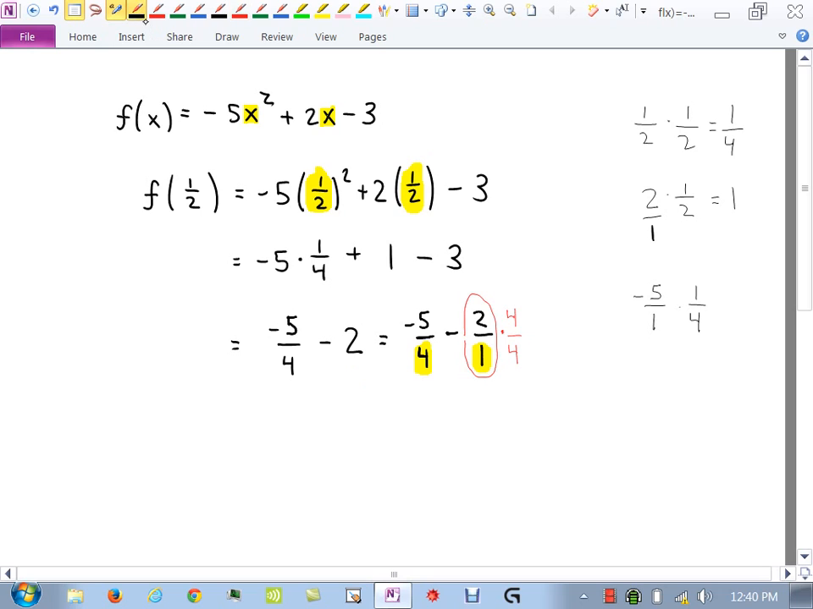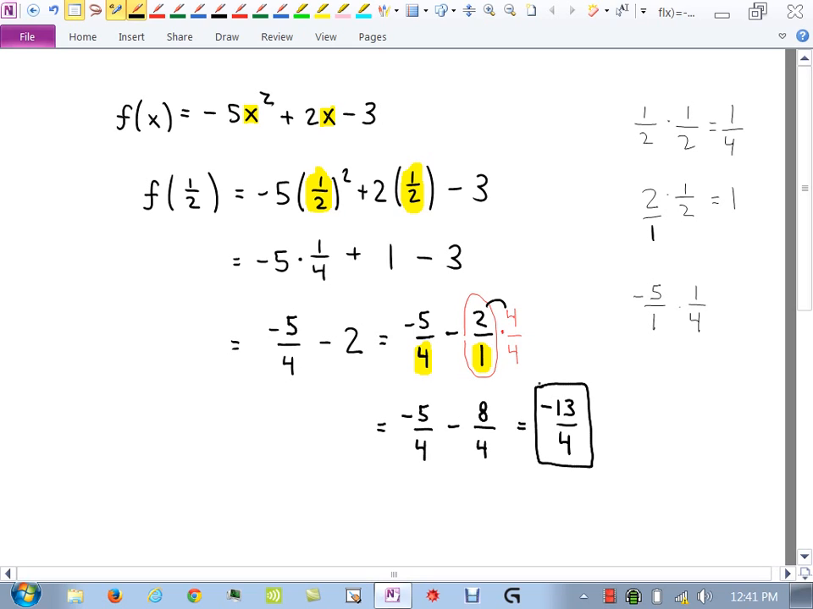So I have here negative 5/4 minus, multiply straight across: 2 times 4 is 8 over 1 times 4 is 4. Now when putting fractions together with the same denominator, we just combine the numerators. So I take negative 5 and subtract 8. What's negative 5 take away 8? Negative 13 over 4. Now that's the way I would accept the answer.